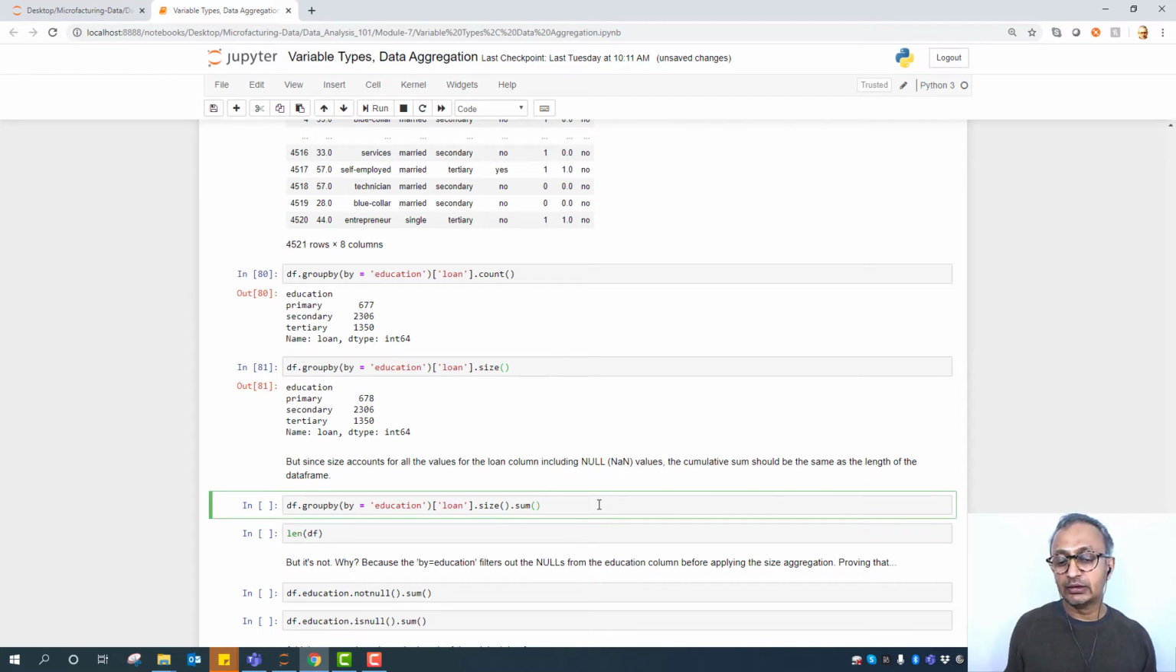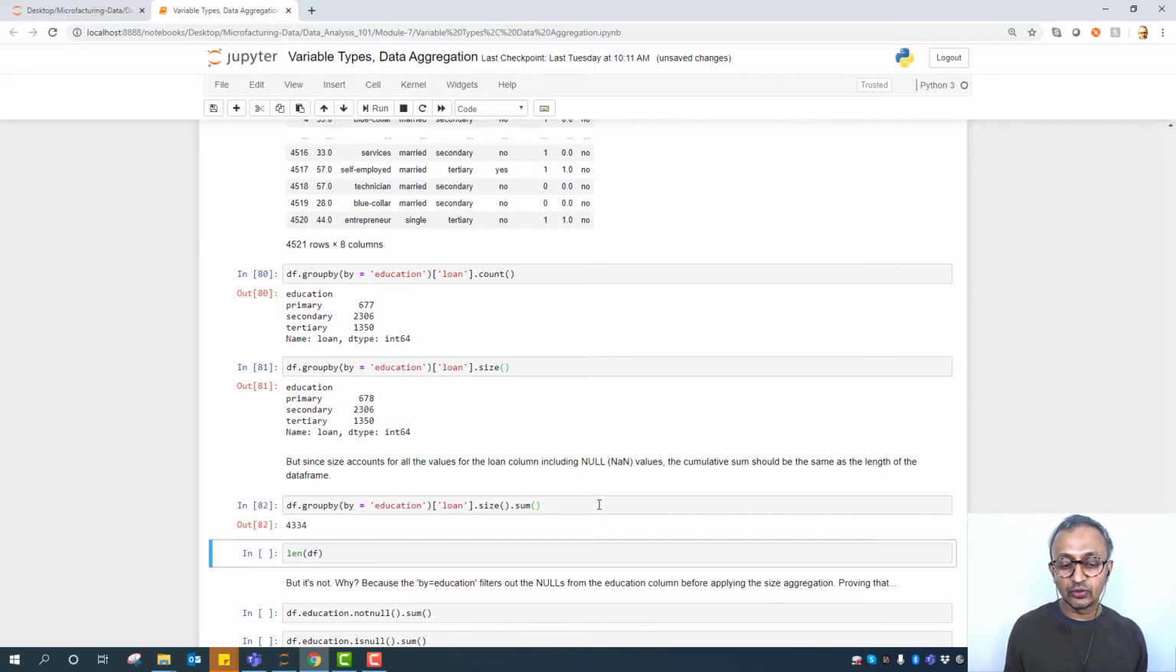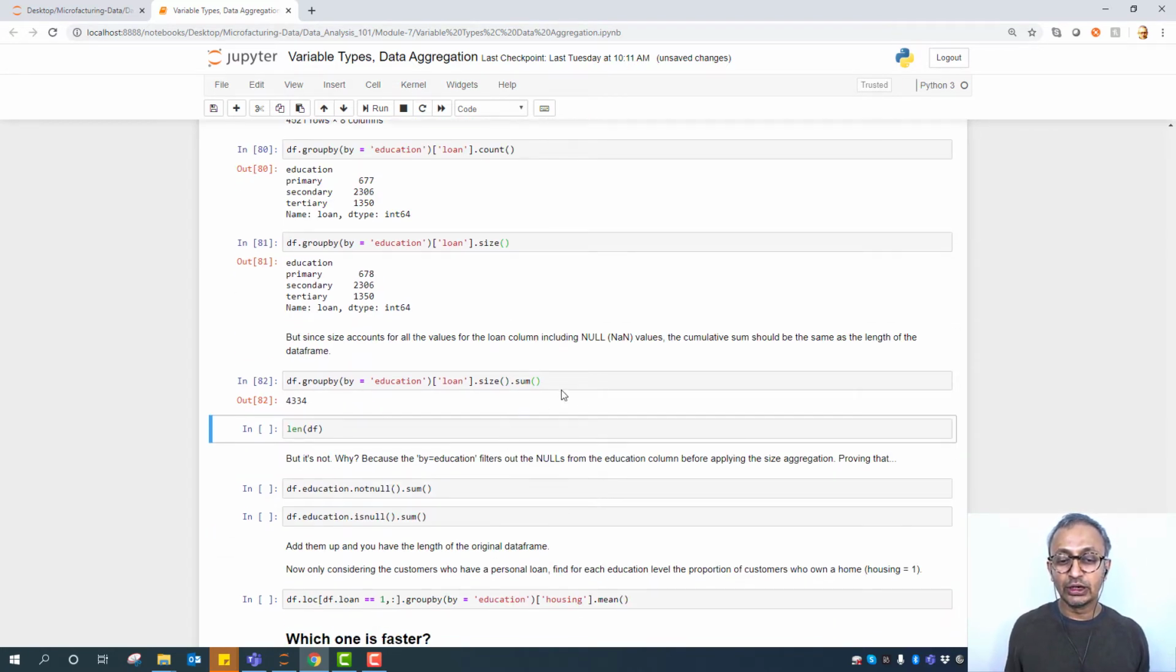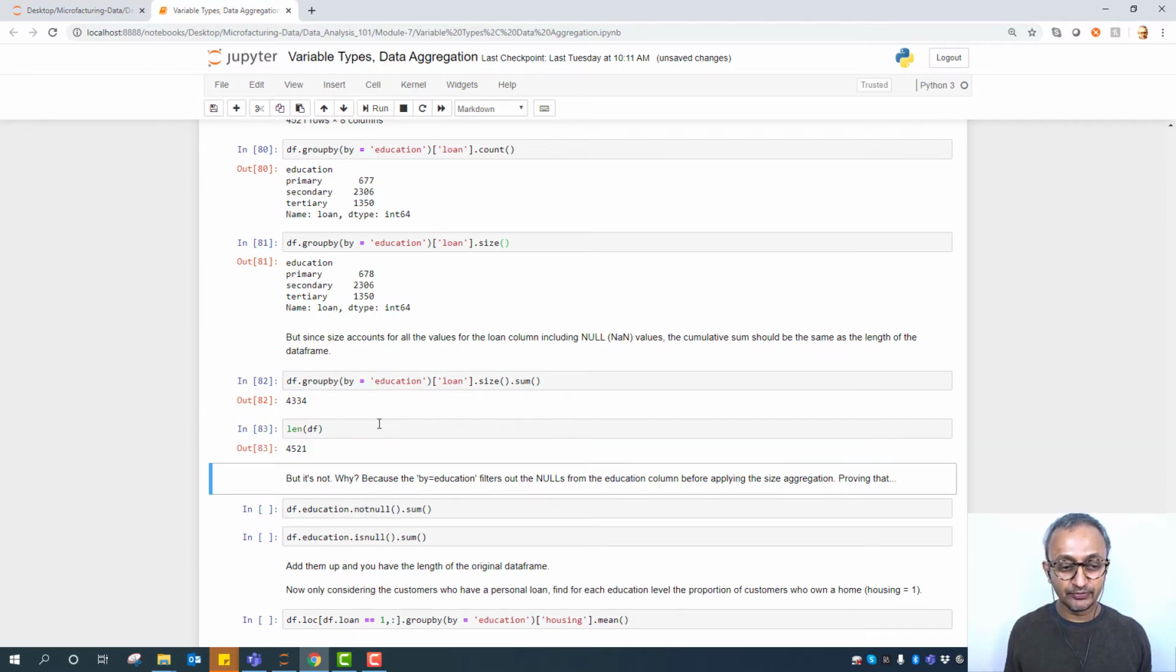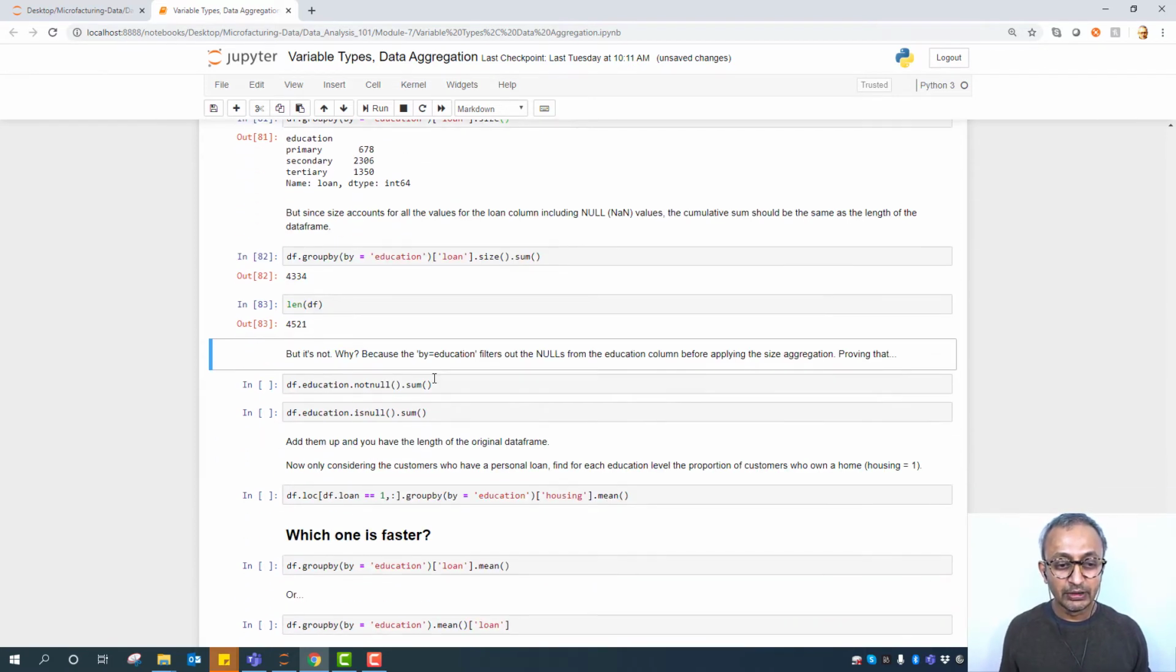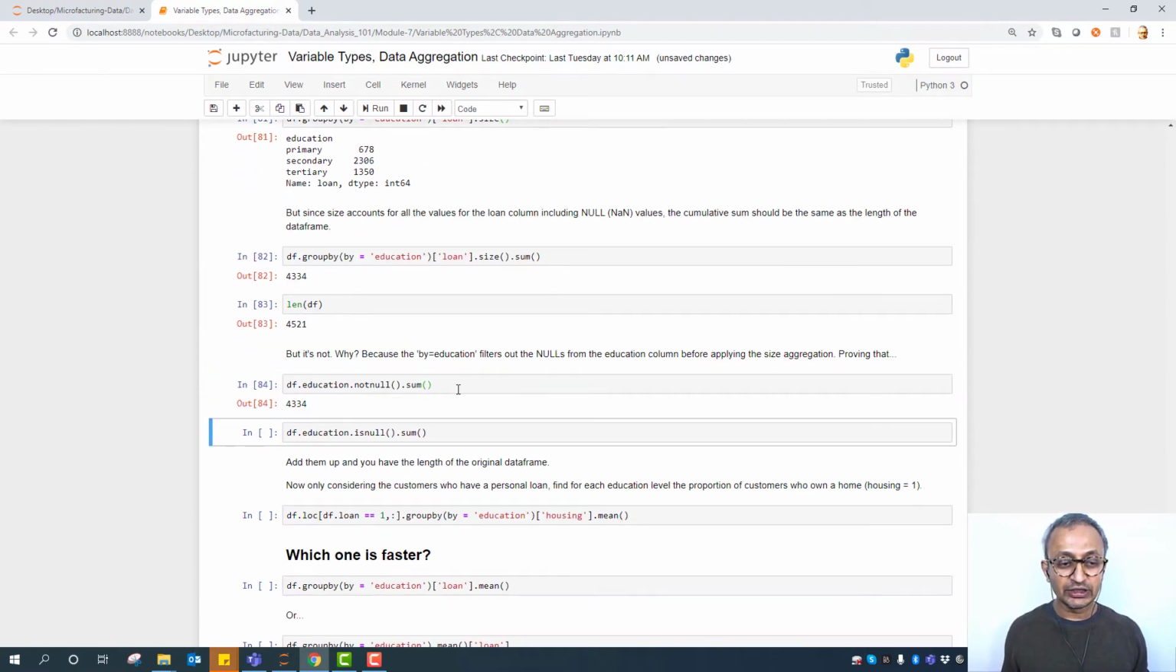This is an indirect way to find the total length of the data frame. So what is the total length of the data frame? You can count the number of entries in that column by size, because it will include values with and without nulls, and just sum them up, and you will see that it matches. Okay, why does it not? The reason it does not match is because of the education level.